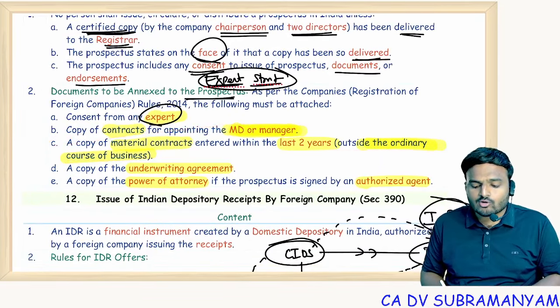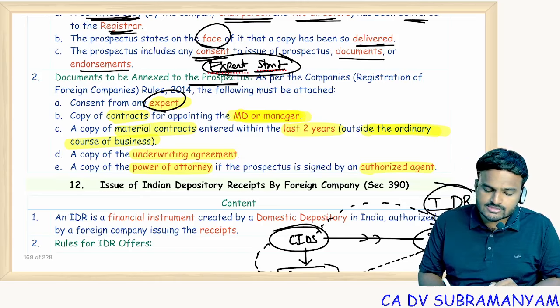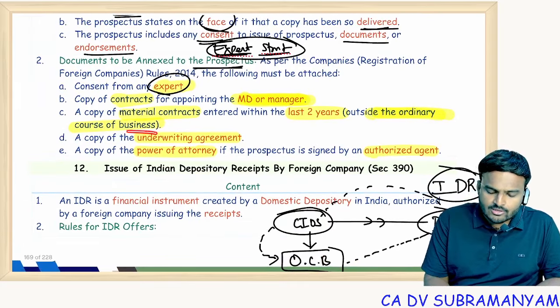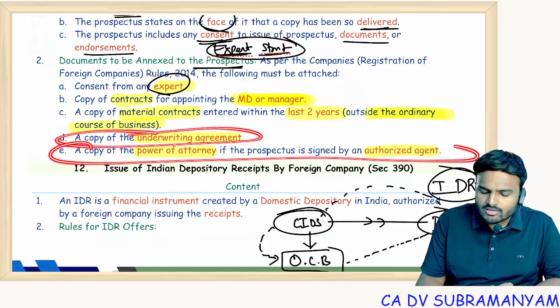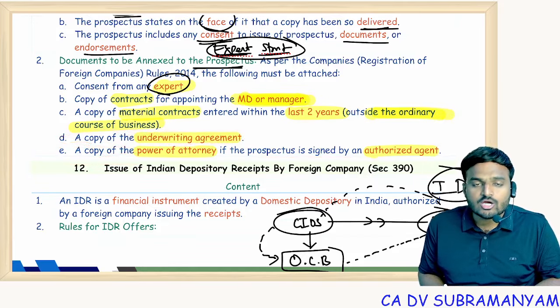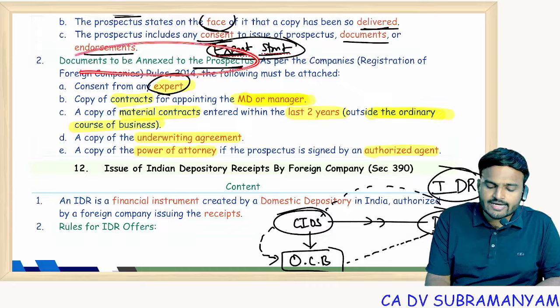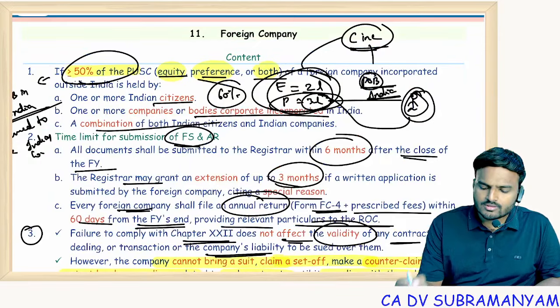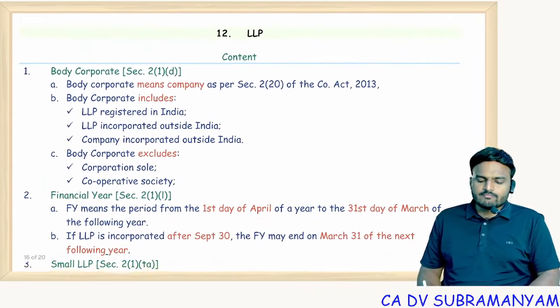Copy of material contracts entered within the last 2 years, which are completely outside the ordinary course of business. And copy of underwriting agreement, copy of power of attorney if the prospectus is signed by an authorized agent. So these are the attachments to the prospectus. Just give one time reading. Next one, with this Companies Act over.